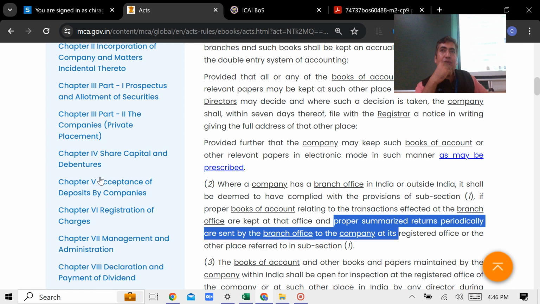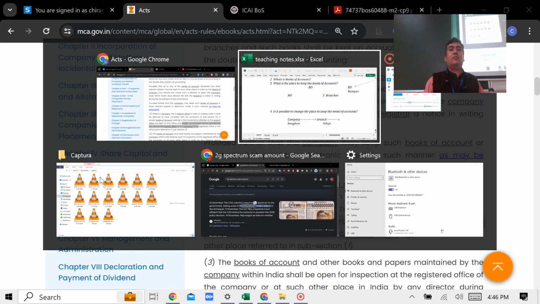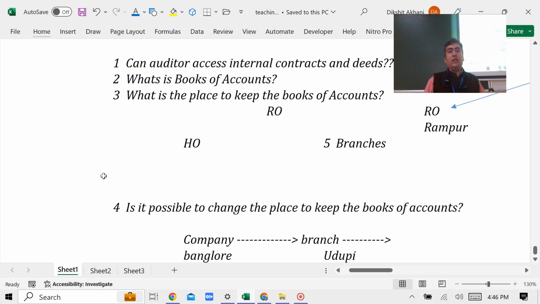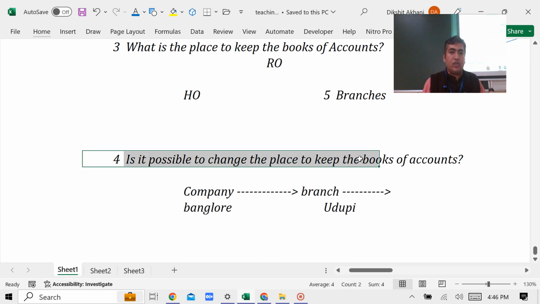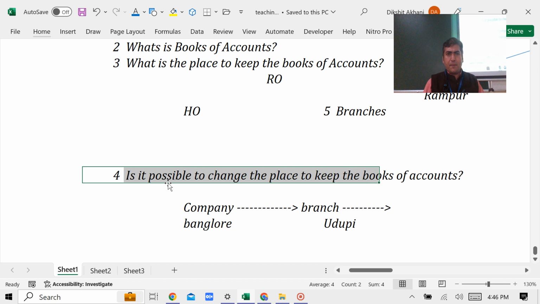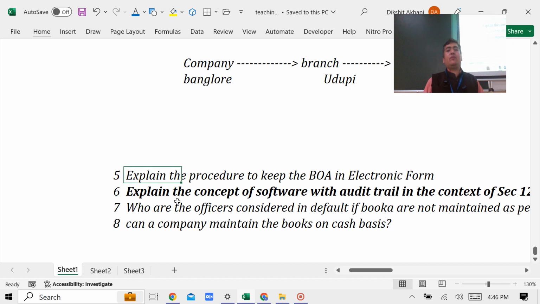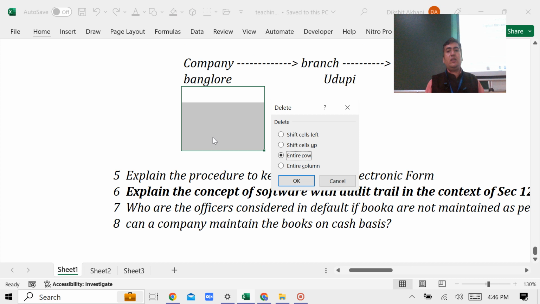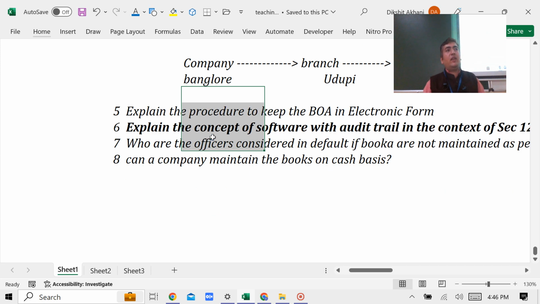But am I clear to all of you? Okay? So just focus on this: the first 3 questions are clear along with the branch. Okay. Is it possible to change the, sorry, this is also done, right? Yes. Fifth question. Explain the procedure to keep the books of accounts in electronic form. First of all, is it possible to maintain the books of accounts in electronic form?